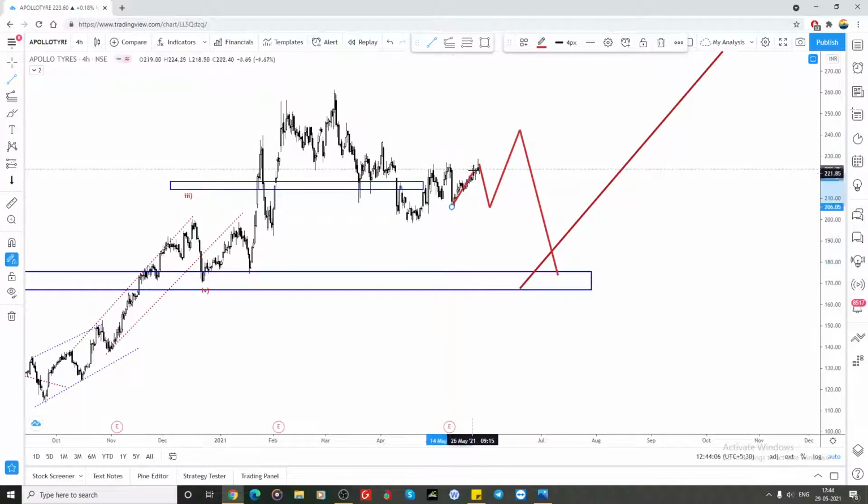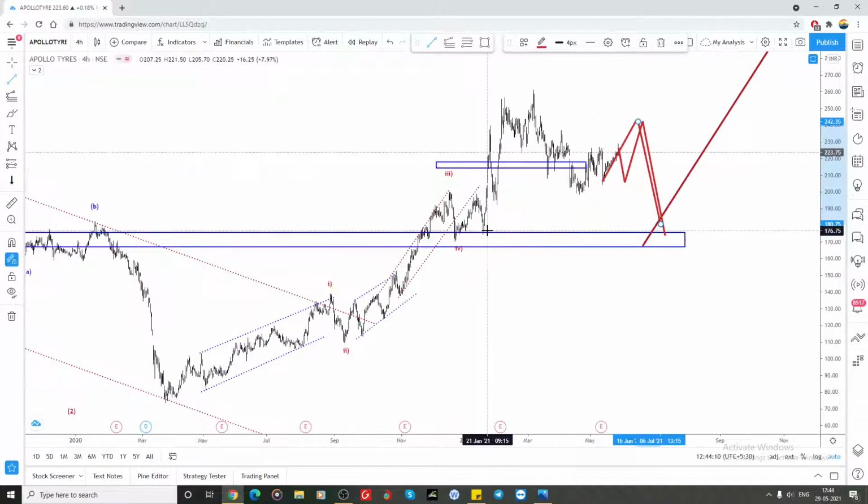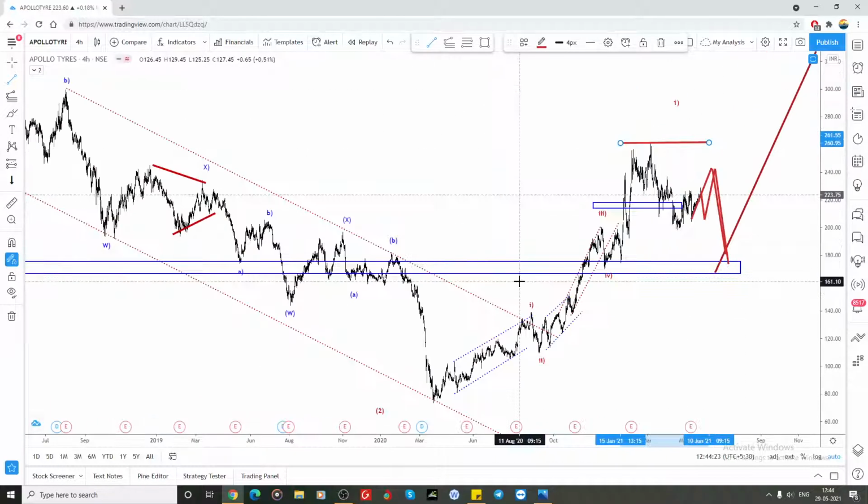Otherwise it can go like this also, and then again I am expecting this fall. So anyway, if it falls here only, then only I will buy. Otherwise I allow it to break this high, and then again if there is a rejection and I get a clear picture, I will be on the buy side nearly at the 170 zone.